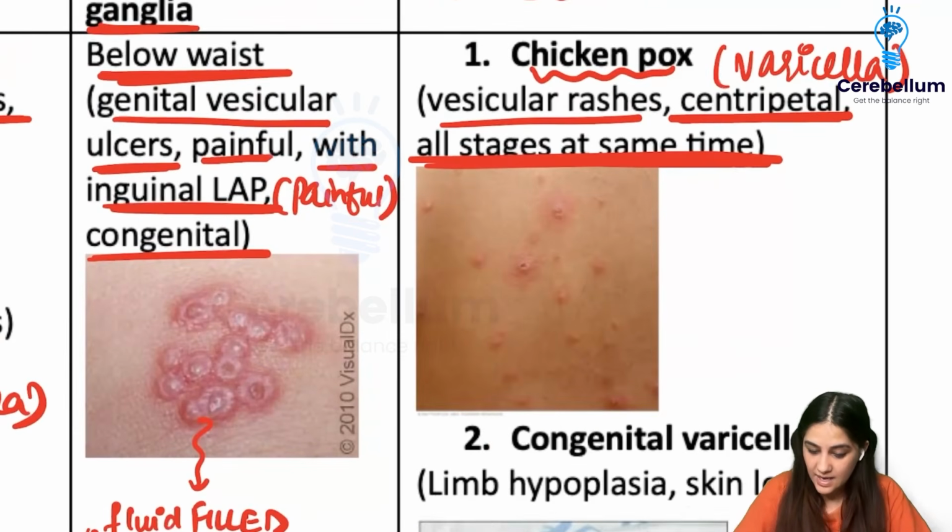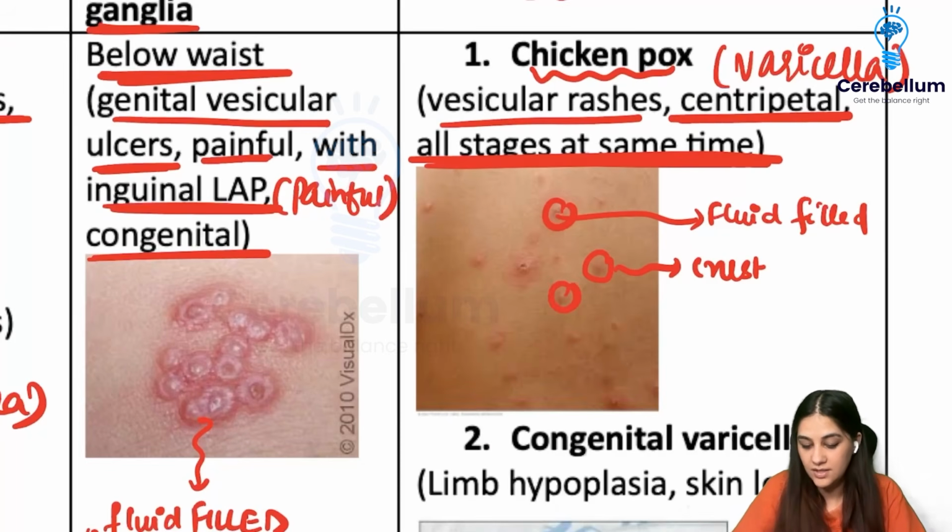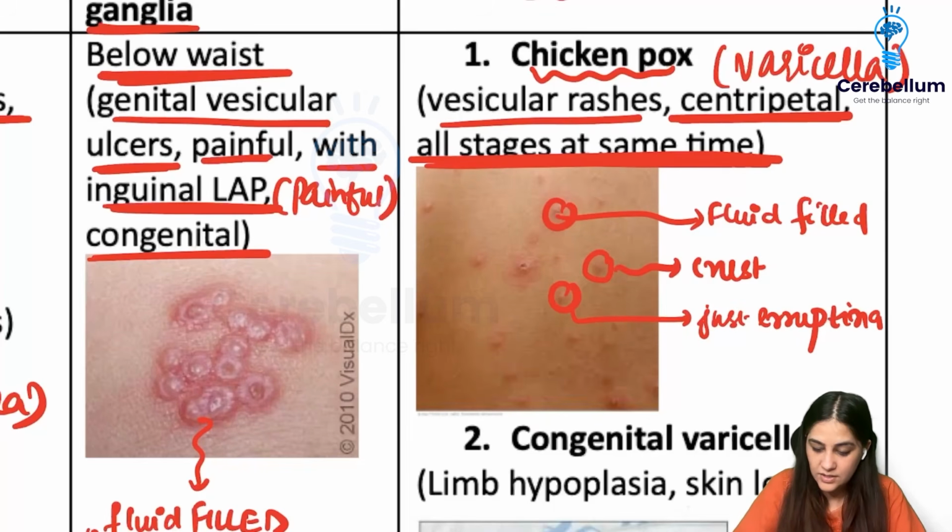That means these rashes that you have, some of them can be fluid-filled, some of them may be crusting, so crusts are formed, and some of them are just erupting. So these are different stages of the rash, and all of them can happen at the same time.